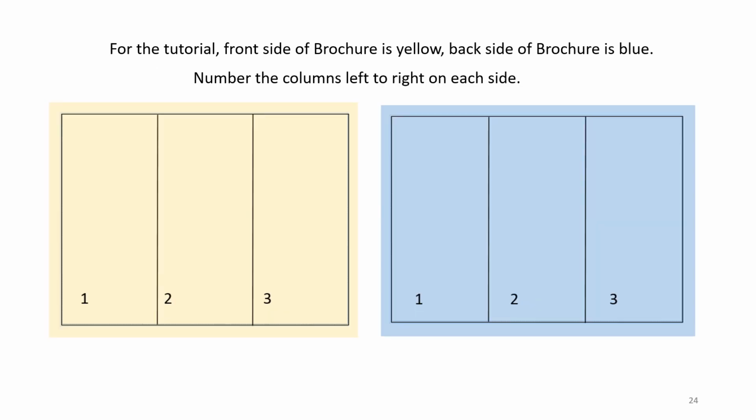For the tutorial, front side of the brochure is yellow, back side of the brochure is blue. Number the columns left to right on each side.